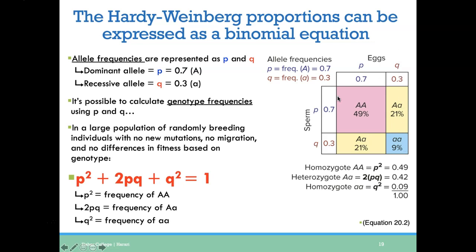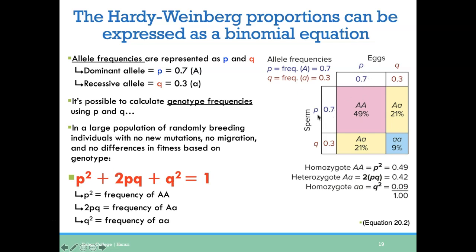Again, applying this to, let's say the egg had a little a and the sperm had a big A. So you multiply 0.7 times 0.3, or 21%. What if the egg gave a big A and the sperm gave a little a? So again, that would be 0.7 times 0.3, or 21%. Finally, if an egg gave a little a and the sperm gave a little a, that would represent a 9% chance. So let's see how this relates to the equation.